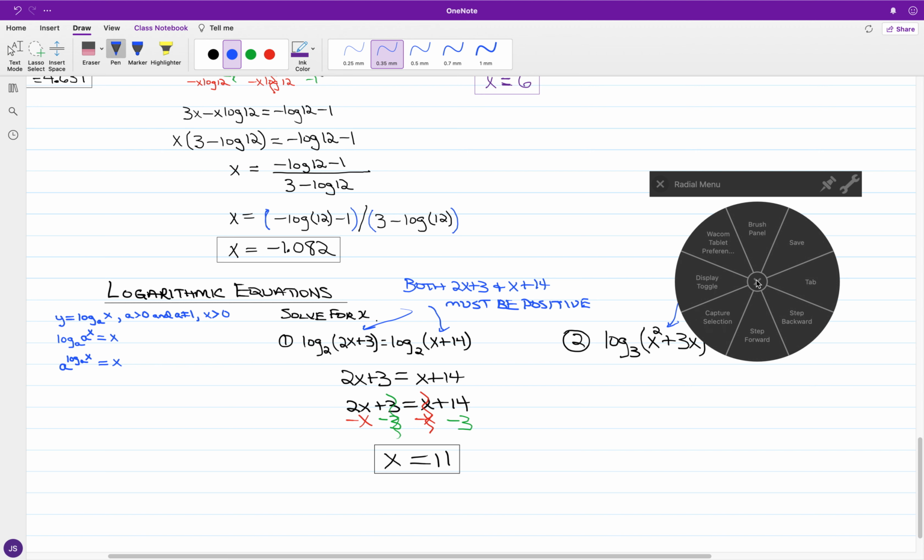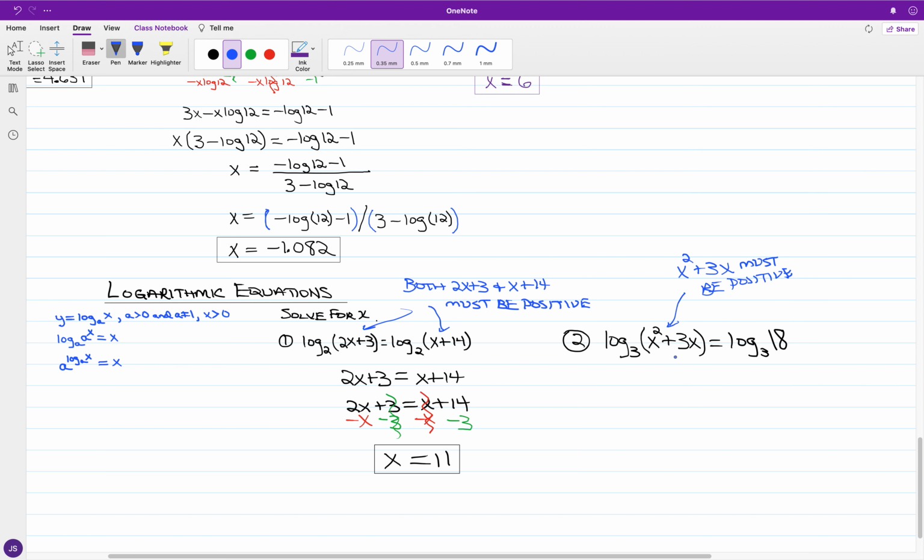Okay, and both of these terms I have in base 3 logarithms, and I can go ahead and set the attachments equal to each other. So we have x squared plus 3x is equal to 18. So I have a quadratic equation in the setup, and what I can do is I can just write this in standard form, whereupon I have x squared plus 3x minus 18 is equal to 0.